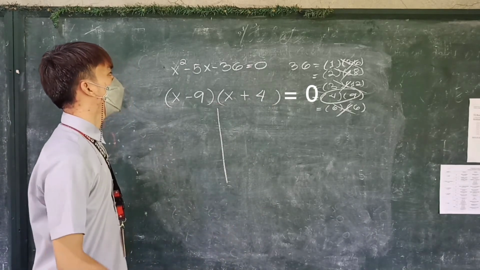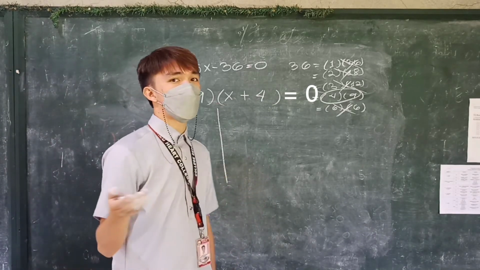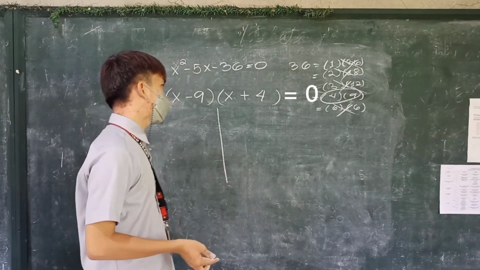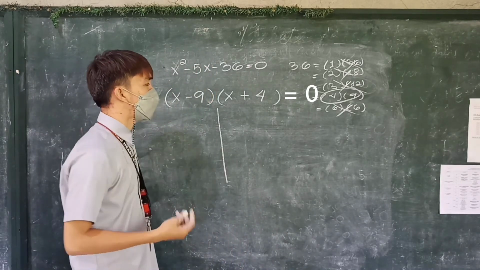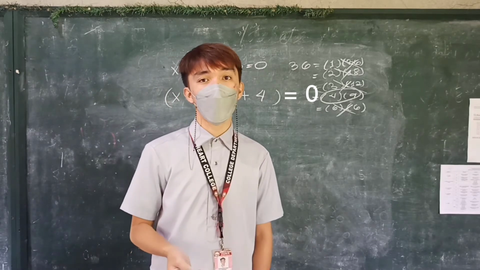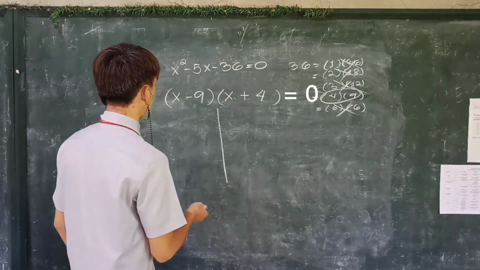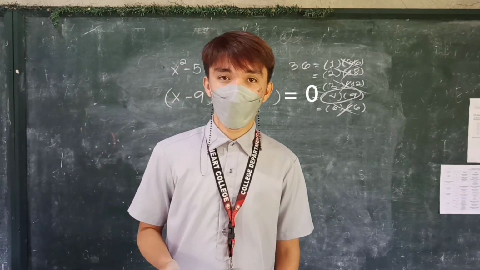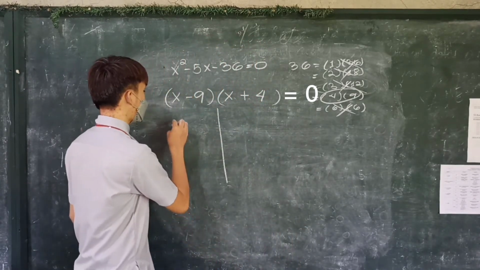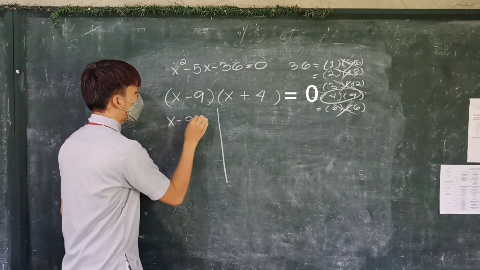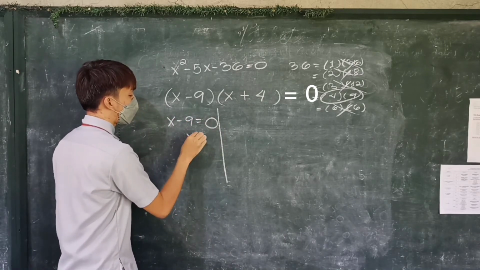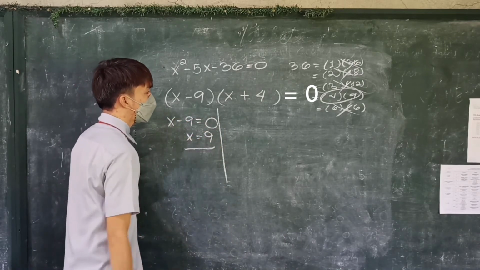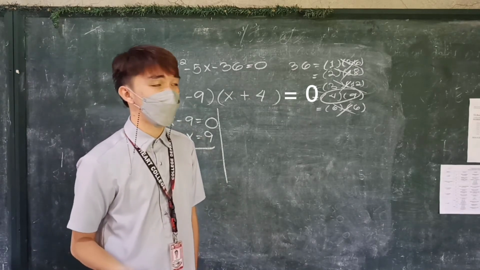So the factored form of x squared minus 5x minus 36 equals 0 is the quantity of x minus 9 times the quantity of x plus 4. Now it's time to look for the values of x. So we are going to equate both factors to 0. First we have x minus 9 equals 0. So it's x equals 9. So the first value of x is positive 9.